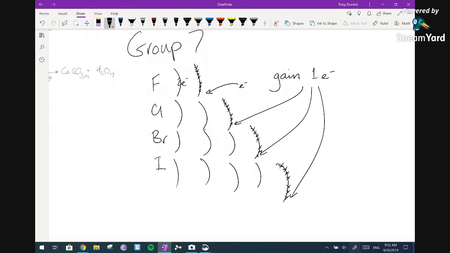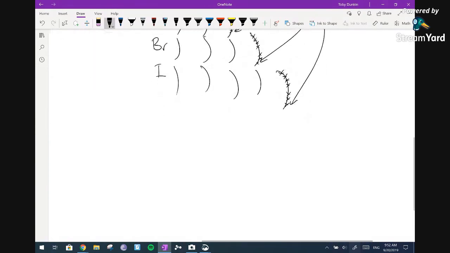So will group 7 react with group 1 to get 1 electron? Lara, you're doing such wonderful chemistry. And I love it. You're realizing you're literally making all of these connections now yourself, which is wonderful. Yes, of course they do. Do you want to see what happens?